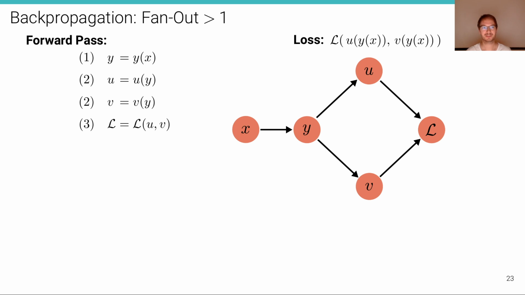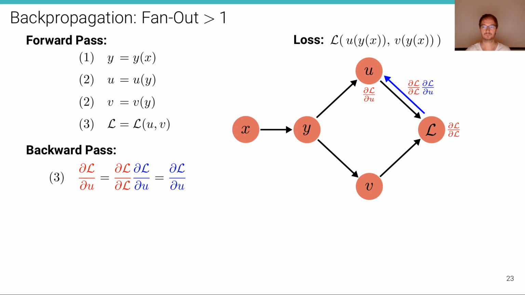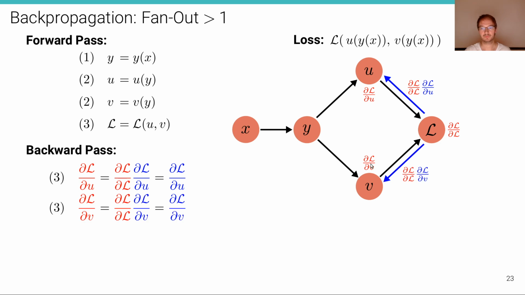So let's compute the backward pass now. Starting again with the output node L, we have the gradient of L with respect to u is the gradient of L with respect to L, which is 1, times the gradient of L with respect to u. And similarly, the gradient of L with respect to v is the gradient of L with respect to L times the gradient of L with respect to v. Okay, so far so good. This was step 3. Now let's look at step 2, going one step further.